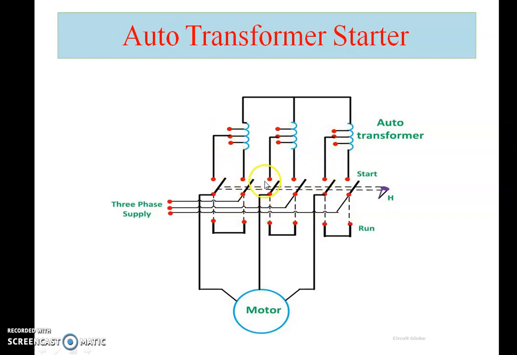Now, during the initial condition, when I want to start the machine, this switch, which I call the changeover switch, or simply a contactor switch, is positioned at the start position. There are two positions only, start and run. So during the starting conditions, the changeover switch is at the start position.